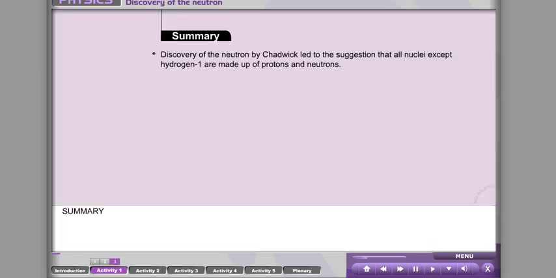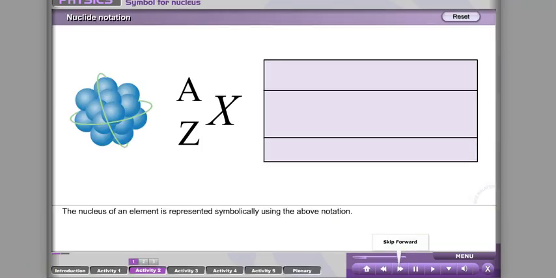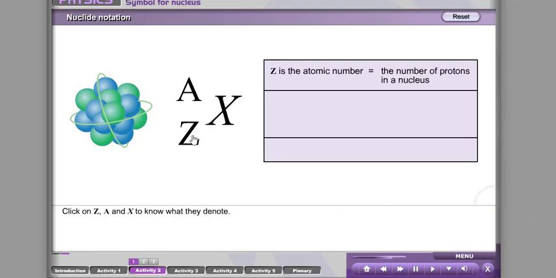Summary. The discovery of the neutron by Chadwick led to the suggestion that all nuclei except hydrogen-1 are made up of protons and neutrons. The nucleus of an element is represented symbolically using the above notation. Click on Z, A, and X to know what they denote.